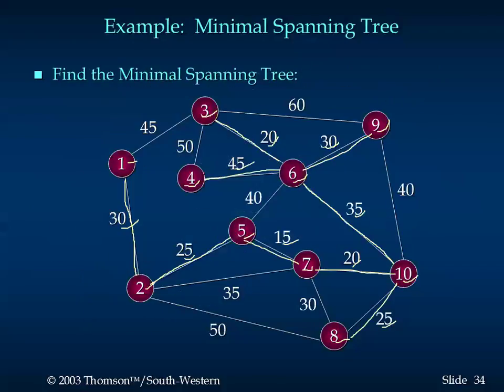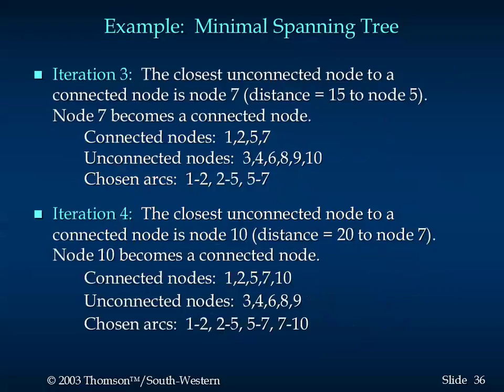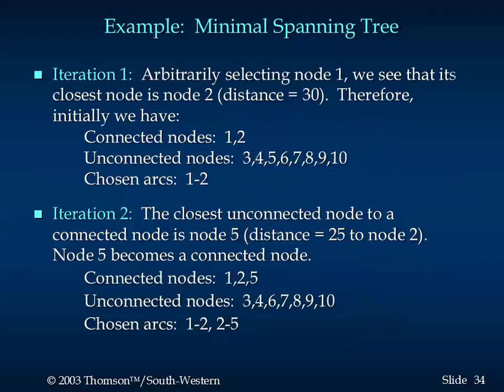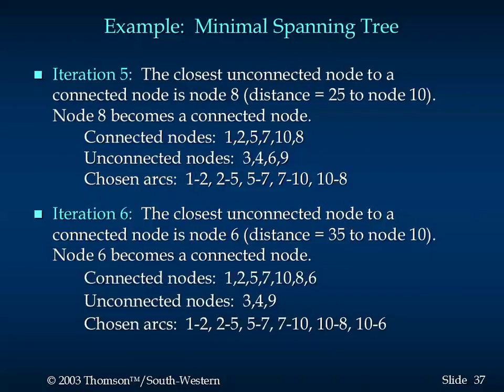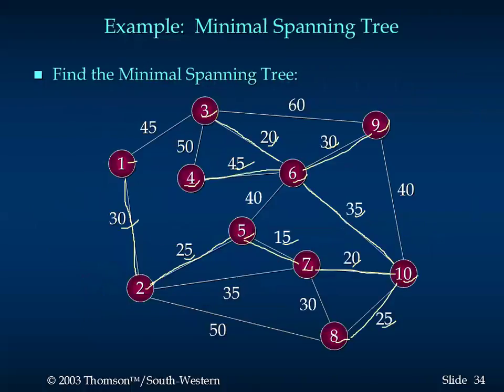Now that 7 is included, what do we have now? So forget all those. We have 20, 30. So 20 is the shortest. So bring in 10. Okay, after that, we have 35, 25, 30 and all those. So next comes 25 here. Okay, 25. So bring in 8. Then these are all connected here.